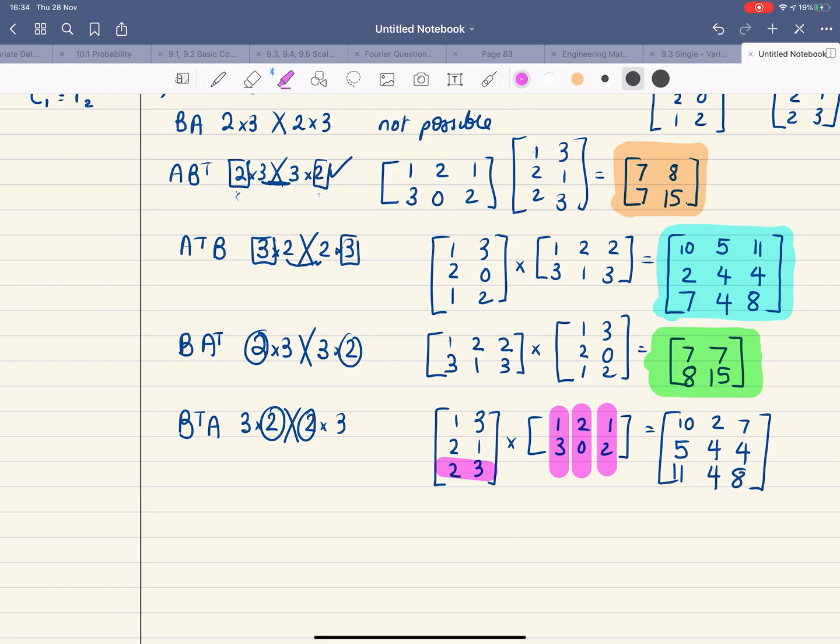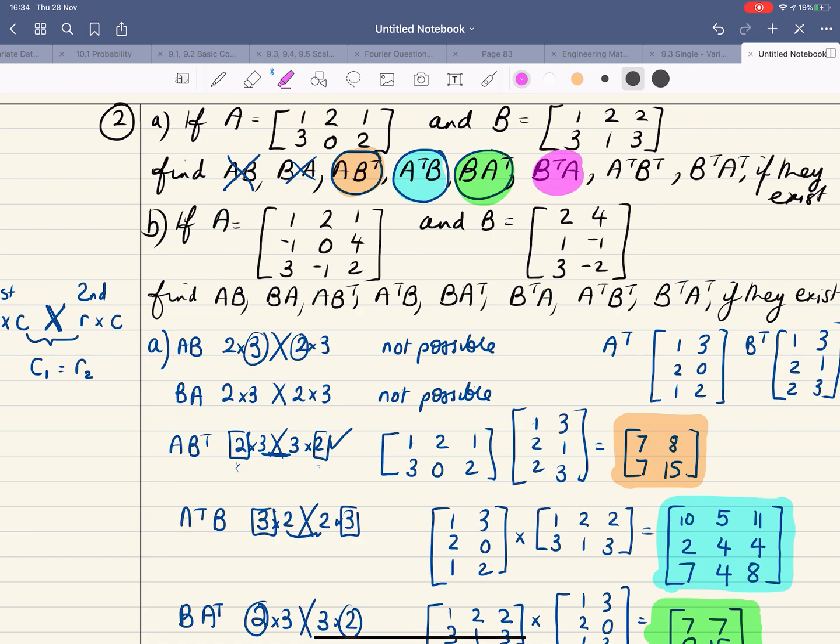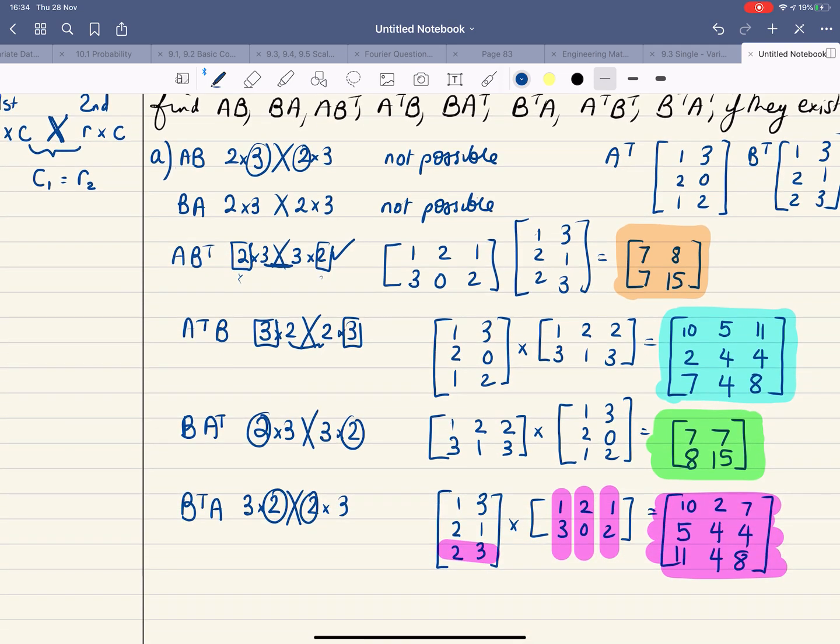So that's going to be pink. And that is that one. That is pink there. A transpose, B transpose. I've got a feeling this one's going to be not possible, because AB wasn't possible. A transpose, B transpose, so it's 3 rows, 2 columns, times 3 rows, 2 columns. So that one's not possible.